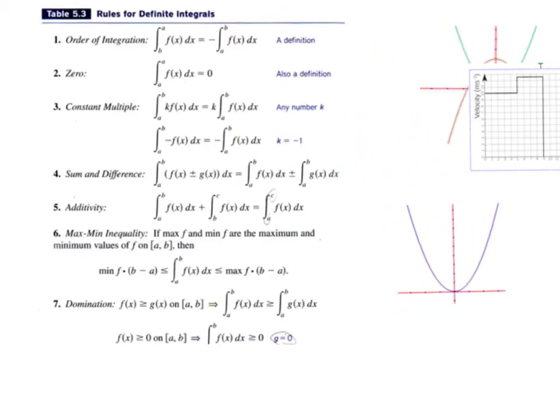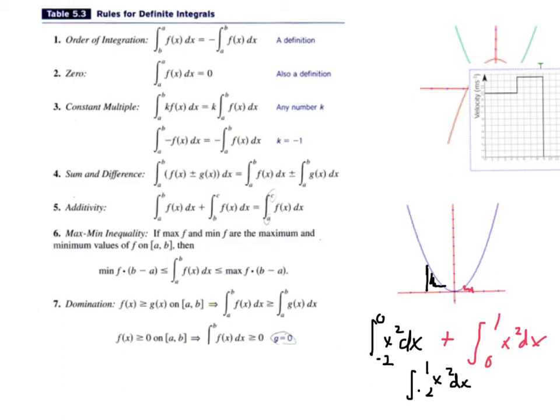Let me do another one, additivity. Let's say I do the integral from -2 to 0 of x squared dx. So I've just found that area right there. And then let's say I find the area from 0 to 1 of x squared dx. So now I've found this area. If I add these two things together, what I've really just found is the integral from -2 to 1 of x squared dx.